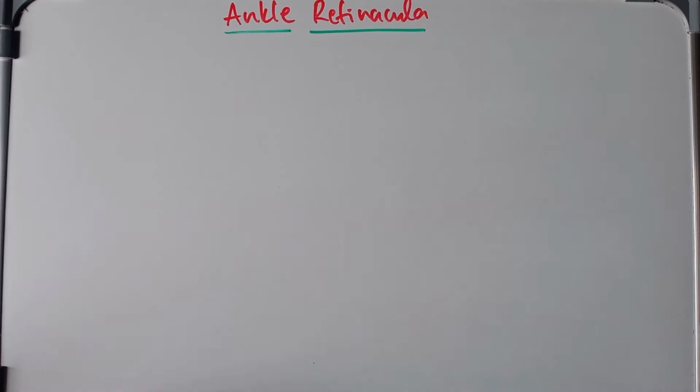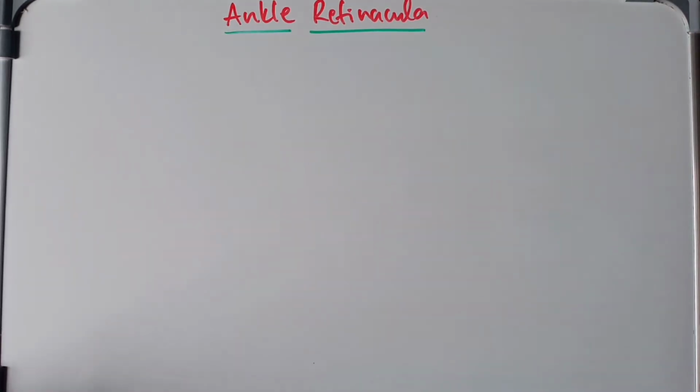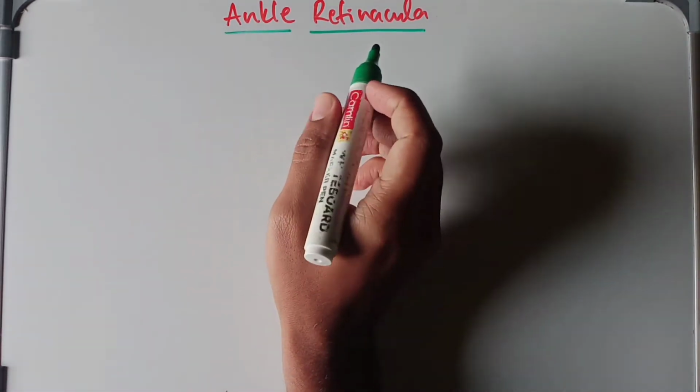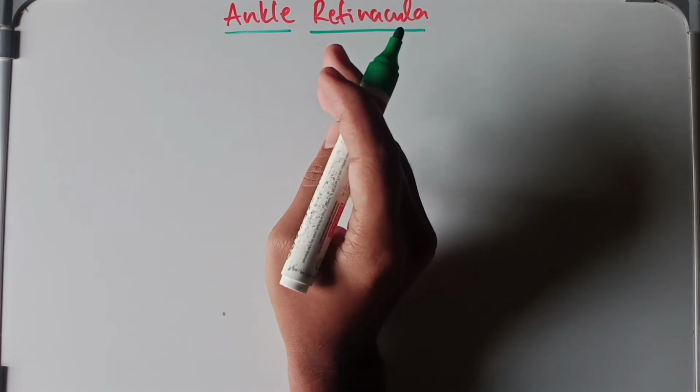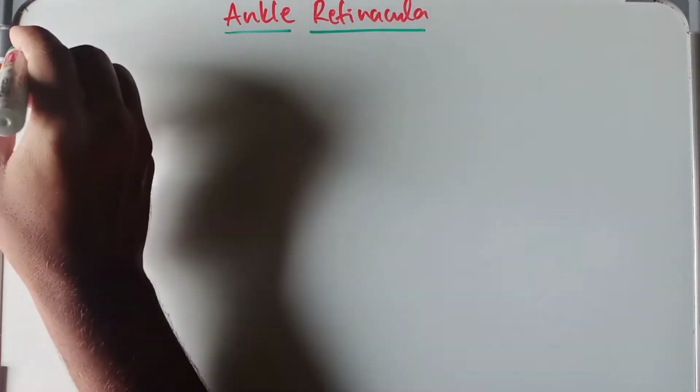Hey guys, what's up? So in this video we are going to discuss the anatomy of the retinaculum, which are situated in front of the ankle. So basically when it comes to the retinaculum in front of the ankle, we have the superior extensor retinaculum as well as the inferior extensor retinaculum.